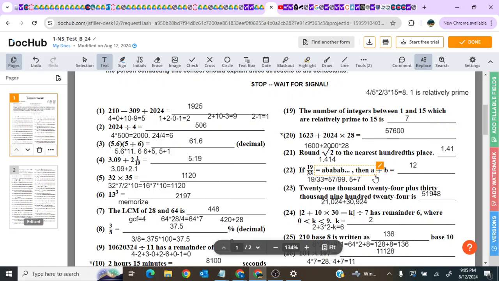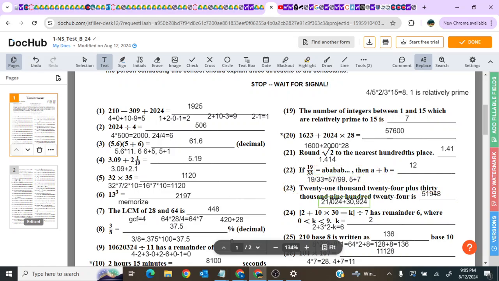19 over 33 is equal to 0.ABABAB, where these are digits. Then A plus B is what? Well, 19 over 33, if you multiply the numerator and denominator by 3, you get 57 over 99, which is a form we can work with. 57 over 99 is the equivalent of 57 repeating. So 0.575757, which fits the format we're looking for, and will get you a value of 12.